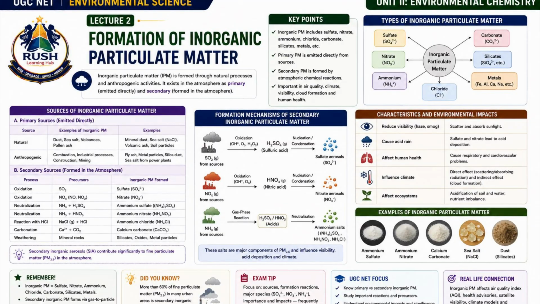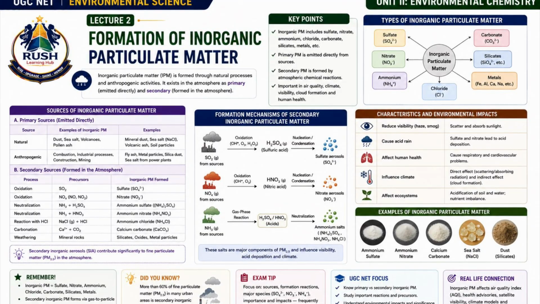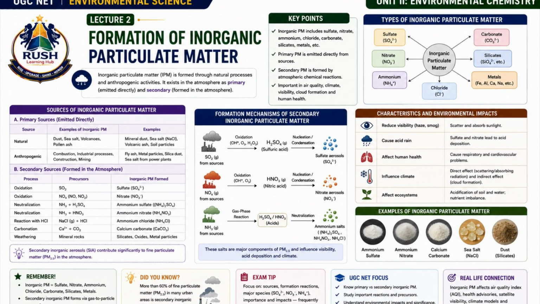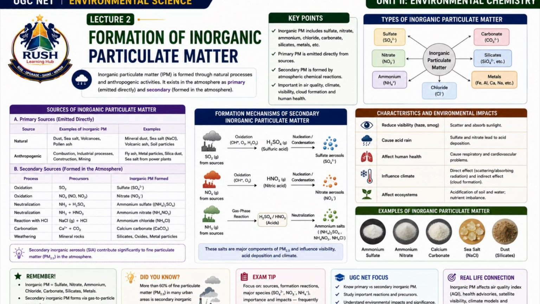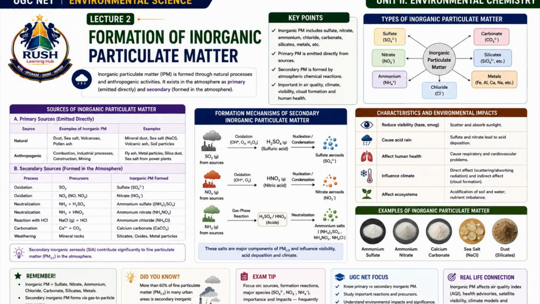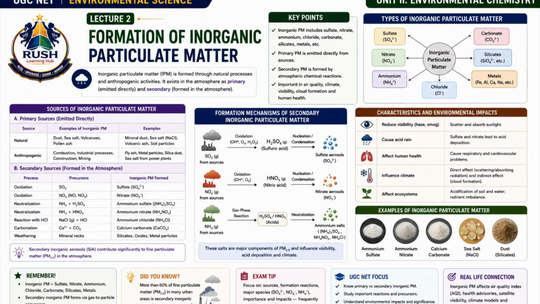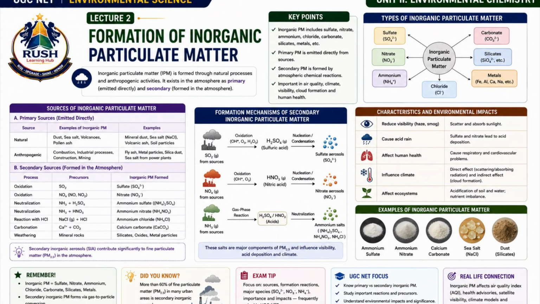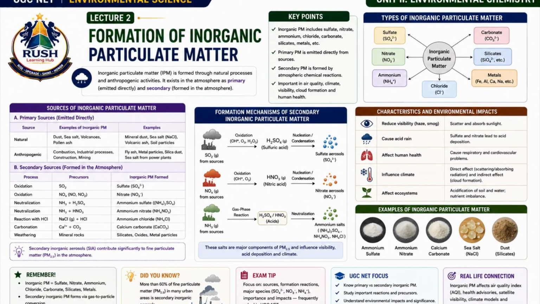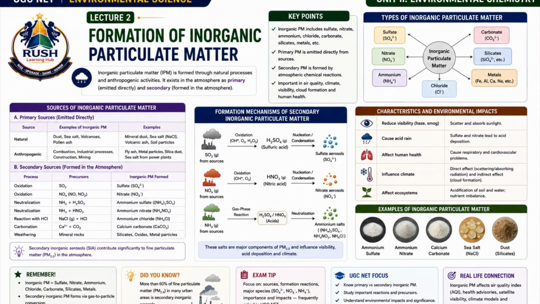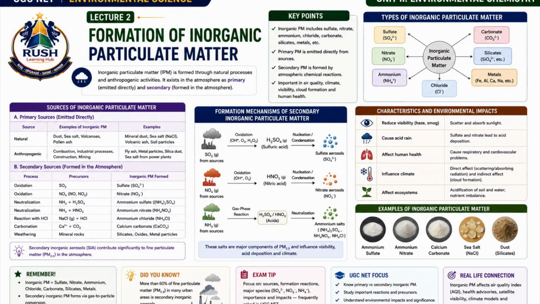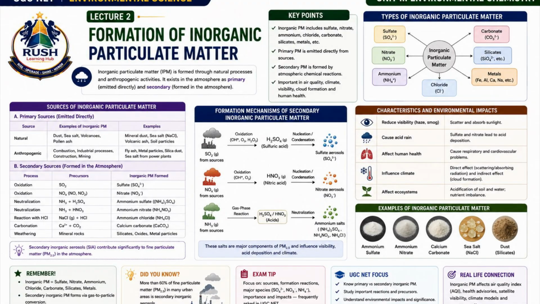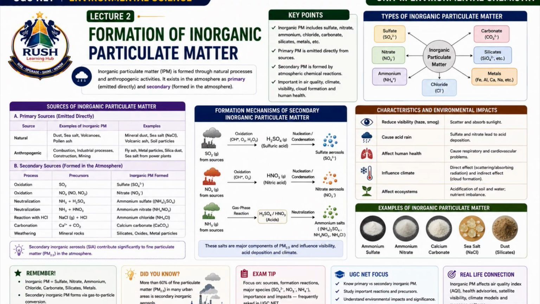The fourth type is chloride particles, often associated with sea salt and industrial emissions. The fifth type includes carbonate particles, which originate from mineral dust and salt sources. Finally, silicates and metal particles originate from crustal materials, mining activities, industrial operations, and natural weathering processes. Now let's discuss the environmental impacts of inorganic particulate matter.